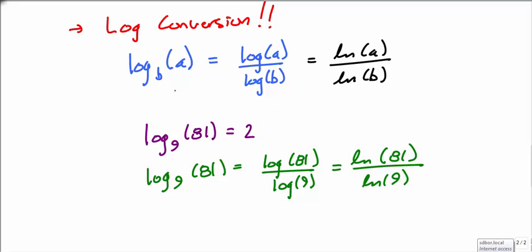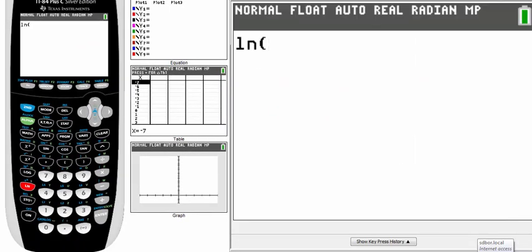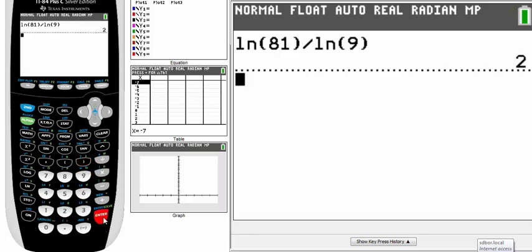So let's go ahead and pop back into our calculator and see what we get here for those answers. Since we have the natural log up, let's go ahead and use that. So natural log of 81 divided by natural log of 9. Now remember, when I'm using the natural log for the numerator, I also have to use it for the denominator. And you can see we get 2 here for our answer.